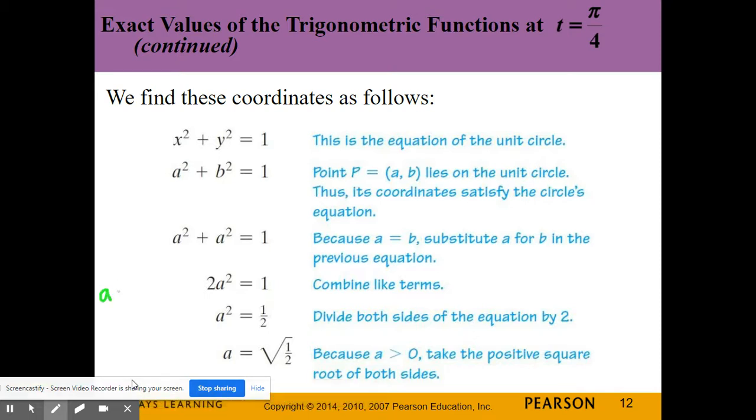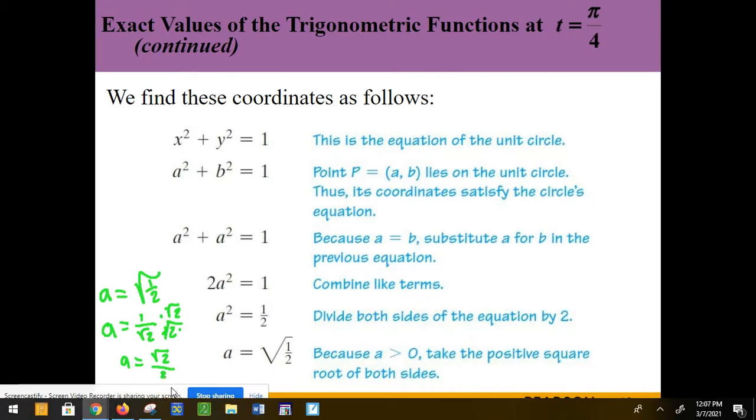And then one extra step, if I have square root of 1/2, you can take a square root of both. Square root of 1 is just 1, and you got root 2. We need to rationalize. And what you end up with, 1 times square root of 2 is square root of 2. Square root of 2 times square root of 2 is 2. So a is root 2 over 2.